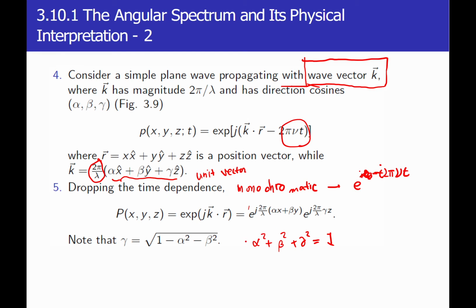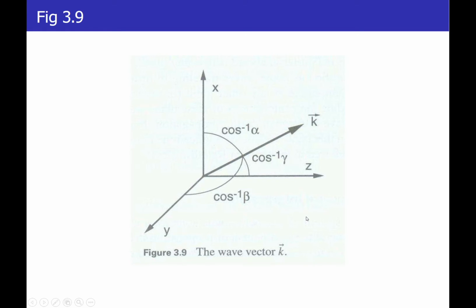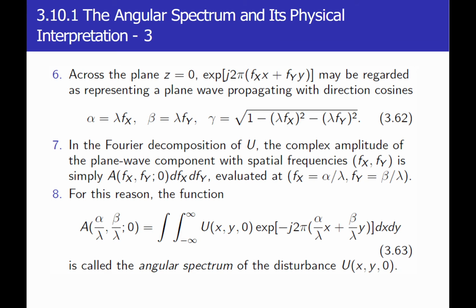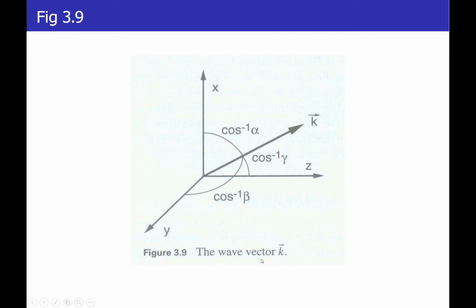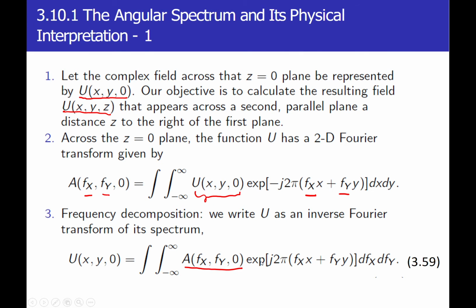And its magnitude should be 1. Across the plane z equal to 0, this component may be regarded as representing a plane wave propagating with the direction cosine alpha is lambda fx, beta is lambda fy, gamma is this function. So let's go back to what we have already known here.